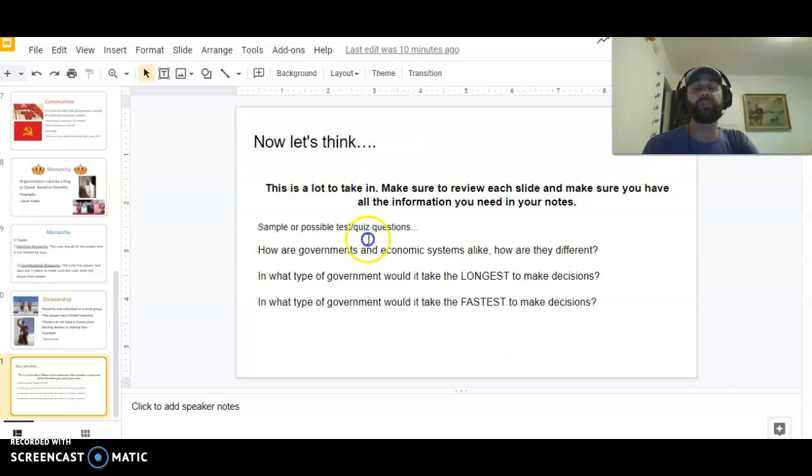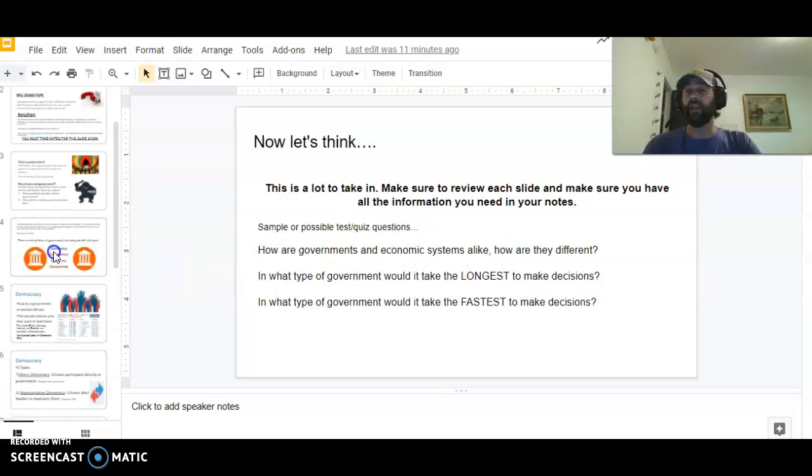So this is what I want us to think about at the end. I know I've been talking for a long time. I do apologize, but I want you to think about these. How are government and economic systems alike or different? Try making a Venn diagram, a T-chart, or a list or sentence, however you want to do that. And what type of government would take the longest to make a decision?